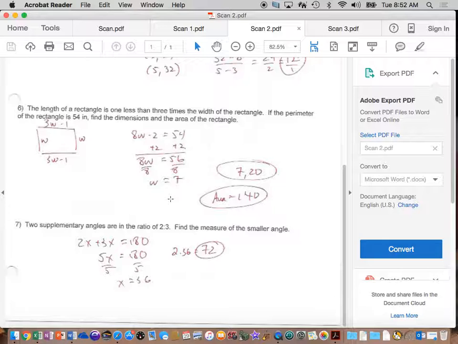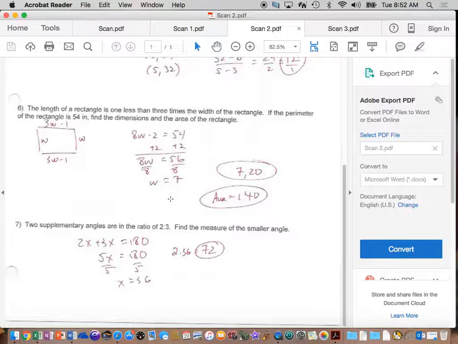Yes? So on the test, the number 7, there was a question similar to that. I wrote 90 degrees, but you marked it wrong. I'd have to see. You show it to me after class.